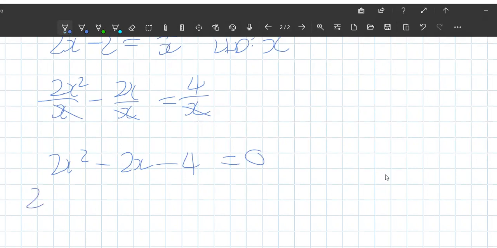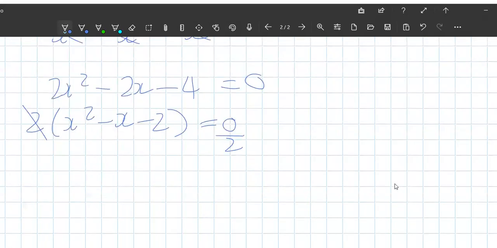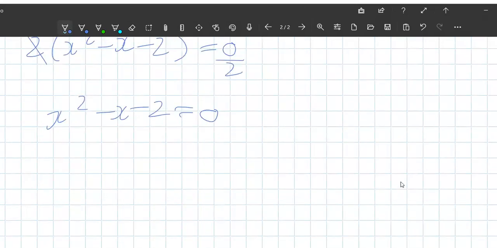Here I would just quickly take out a common factor of 2, x squared minus x minus 2 left over. If we divide through by 2, 0 divided by 2 is still 0, so we can just cross that out. x squared minus x minus 2 equals 0.